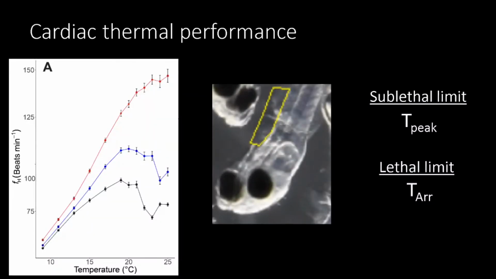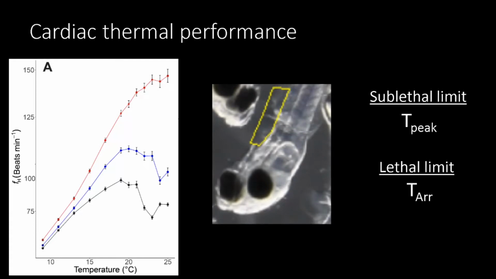There are a few different metrics that are very useful that come out of this cardiac assay, and I'm just going to focus on two of them. I think Florian will probably have mentioned the Arrhenius breakpoint temperature, but I'm just going to talk about the indicators of the thermal limit, which are first T peak, so the temperature at which the heart rate reaches its maximum, and this is considered a sublethal thermal limit. The second one is TR, which is the temperature at which the fish become arrhythmic.